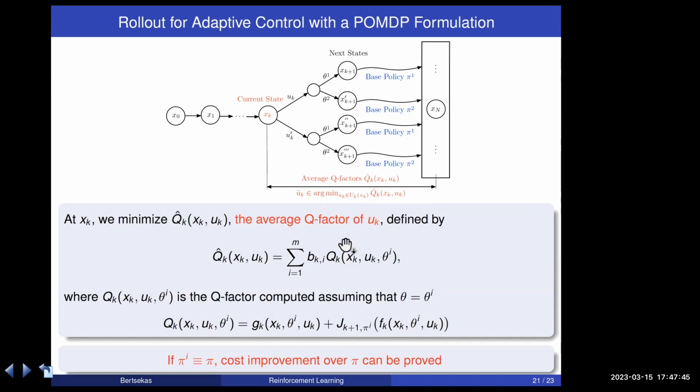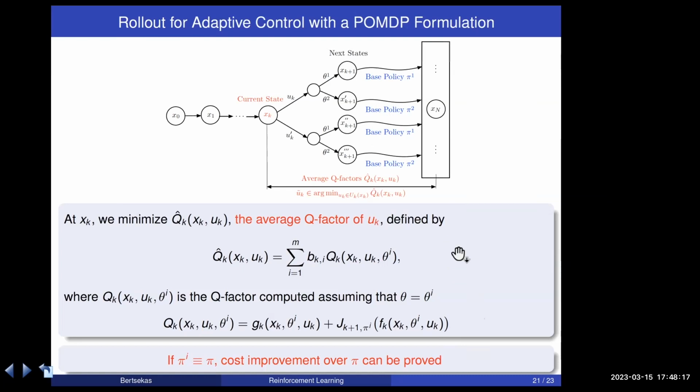Looks pretty similar to what we had in the past, and it also turns out that you can show a cost improvement property. If all the pi i's are equal, you use the same policy in all of these branches, then you can show cost improvement over pi. This requires an argument that's fairly similar to arguments that we have used in the past in the context of non-adaptive control. So in 2 slides, that's the theory.